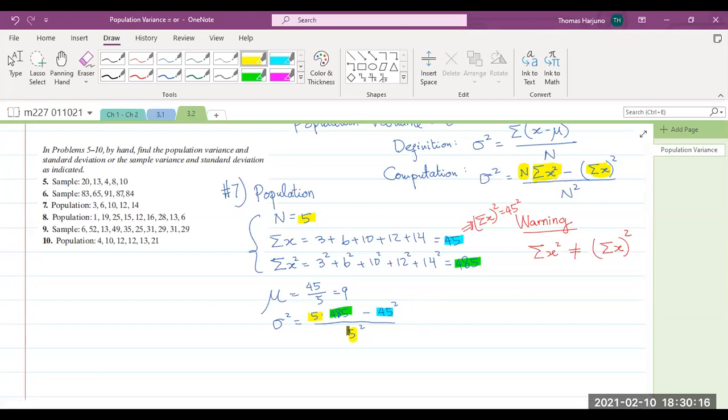Okay, 5 times 485 minus 45 squared divided by 25. So sigma squared is 16. Now, population standard deviation is the square root of that variance. Always.